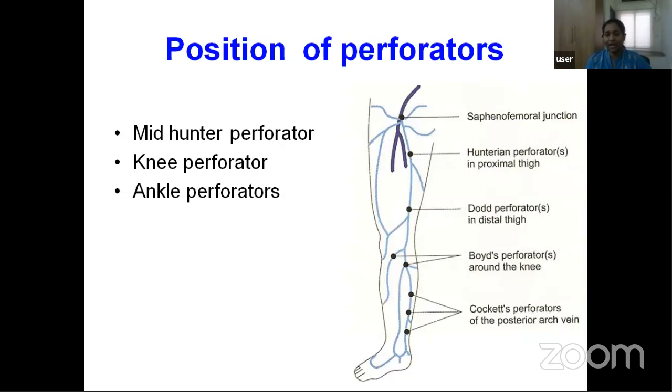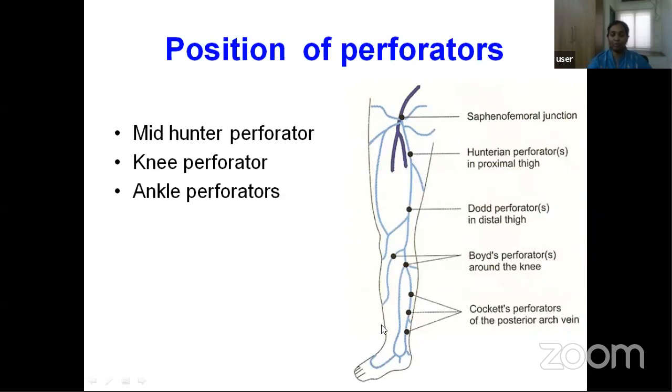Now, these perforators are of three types. One is the mid-thigh perforator, also called the Hunter perforator, which is present in the thigh. One is the knee perforator, also called the Dodd perforator, which is present in the knee region. And we have the ankle perforators in the leg region, three on the medial side and one on the lateral side. And these are all the perforators.